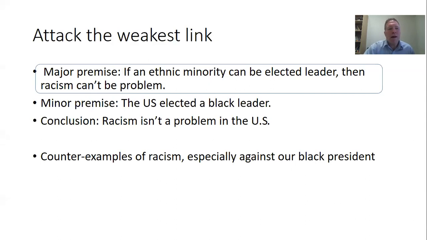Well, clearly you have to attack the major premise. The minor premise is not deniable. The US did elect a black leader. Unless you want to say Barack Obama was mixed, so he doesn't count. But really, come on, he was considered a black president.